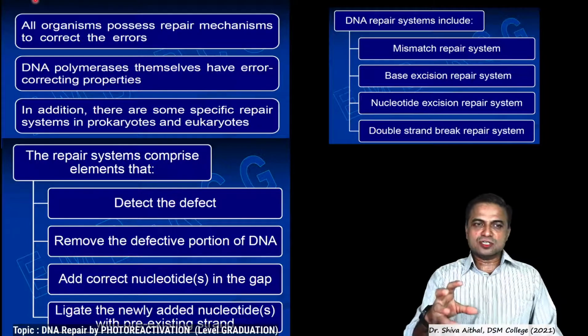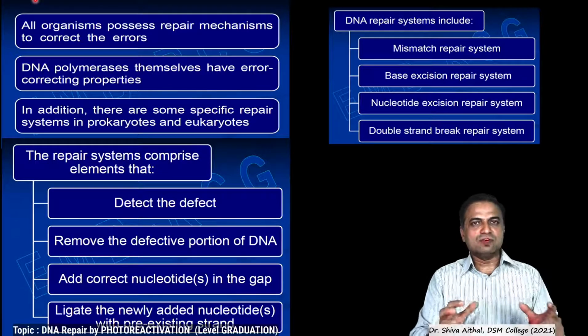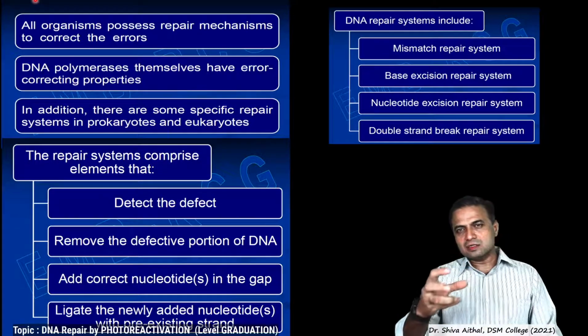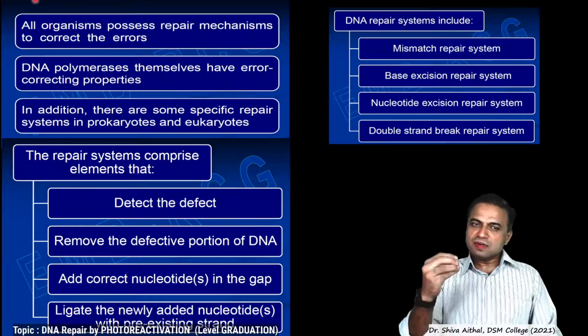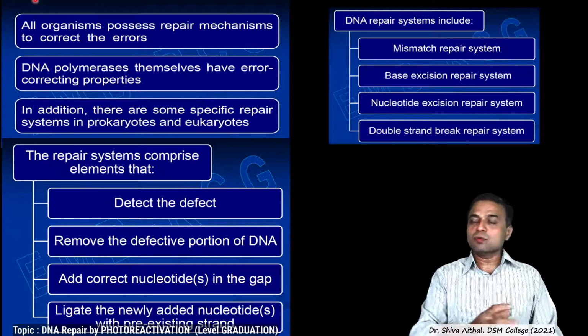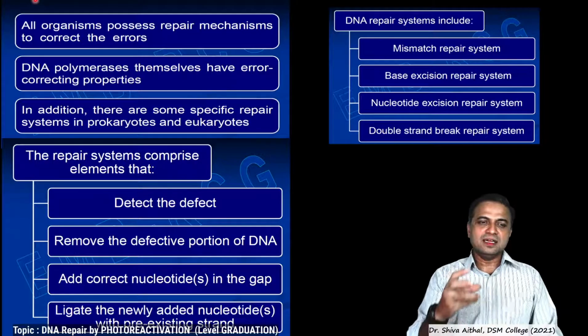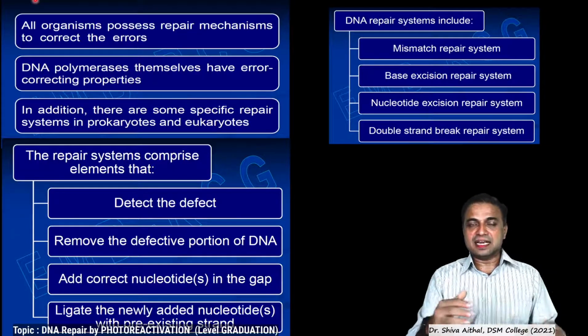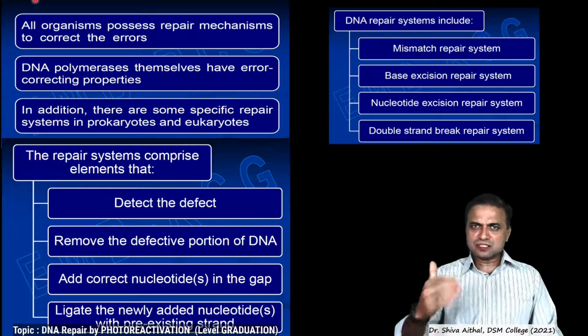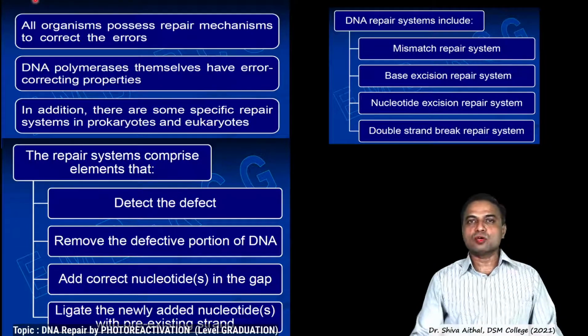That is the repair system. It comprises elements which will do this in a stepwise fashion. First, they will detect the defect. Second, they will remove the defective portion of the DNA. They will add the correct nucleotides in the gap. They will ligate, that is, ligation of the newly added nucleotides with the pre-existing strands. This is a stepwise process carried out by certain proteins and enzymes.